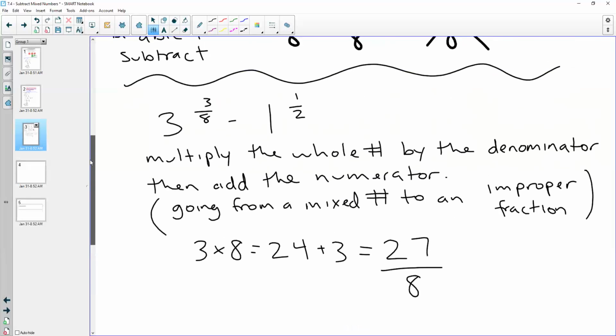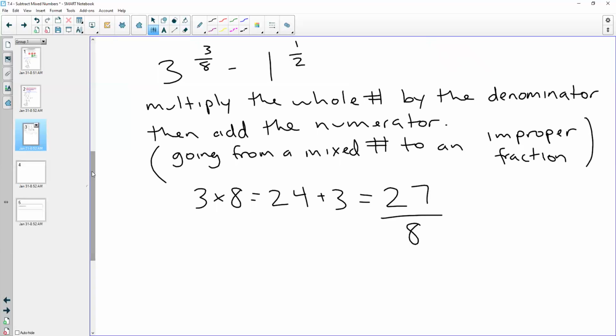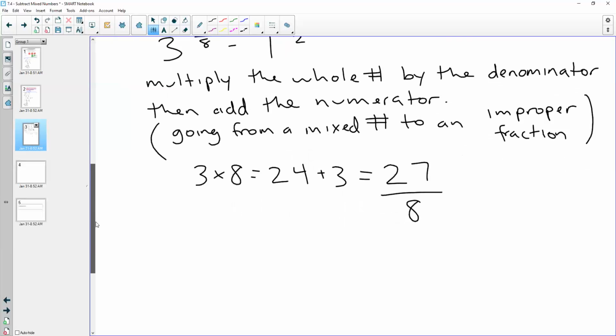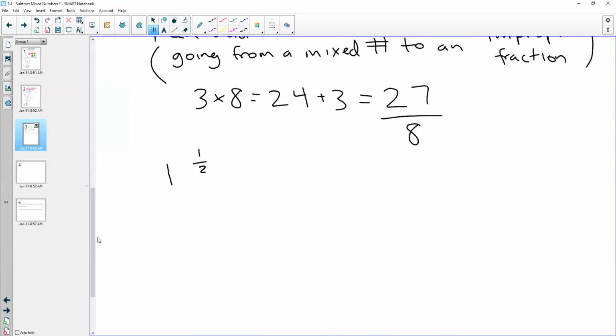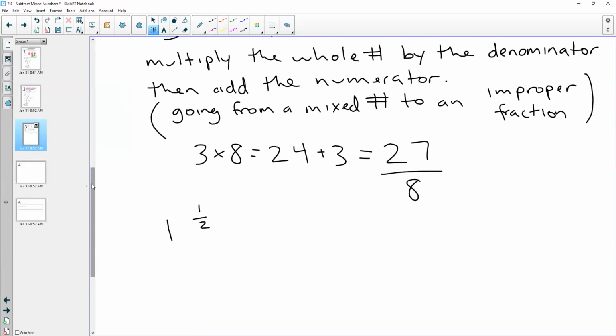So remember, we're subtracting 1 1/2 from 3 3/8. So 3 3/8 converted to an improper fraction is 27 over 8. Let's do the same for 1 1/2. You're going to multiply the whole number, 1, by the denominator, and then add the numerator. So 1 times 2 is equal to 2, plus the numerator, which is 1, is equal to 3 over 2. And the denominator stays the same. So 1 1/2 is equal to 3 over 2 as an improper fraction.